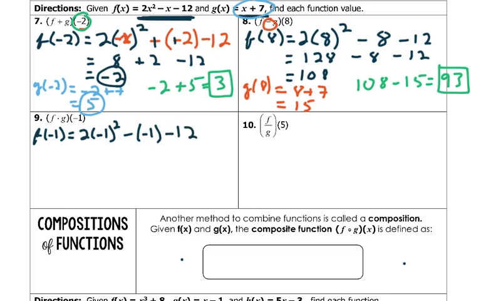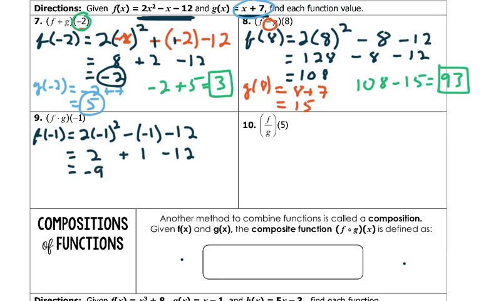All right, when we do this, -1 squared is 1. 1 times 2 is 2. So we get 2 plus 1 minus 12 once we simplify this. All right, and then we just need to finish it up. And we end up getting 2 plus 1 is 3. 3 minus 12 is -9.